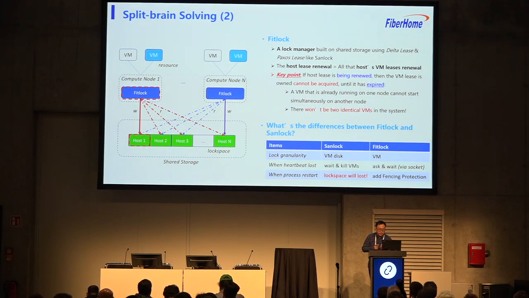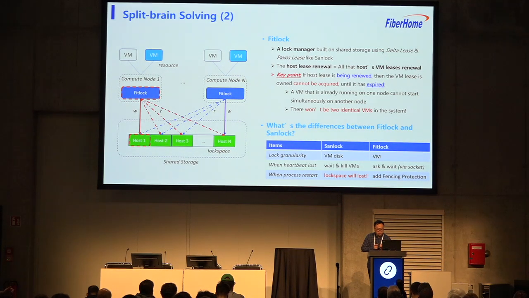And what's the difference between FitLock and CenLock? First of all, the lock granularity of the two is different. CenLock uses each VM disk as a lock, but FitLock uses the VM itself. In addition, the behavior of the two when dealing with some scenarios is also different. For example, when the heartbeat is lost, CenLock will wait and queue HA VMs, but FitLock will ask the HA stack to judge via socket.